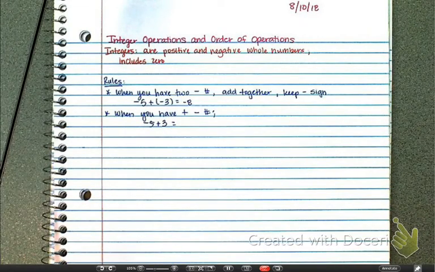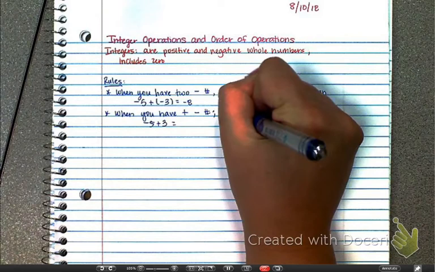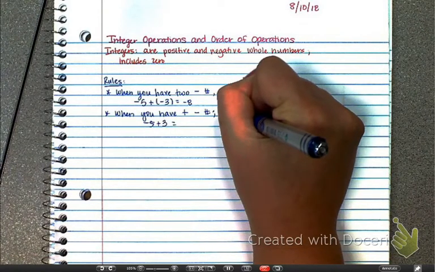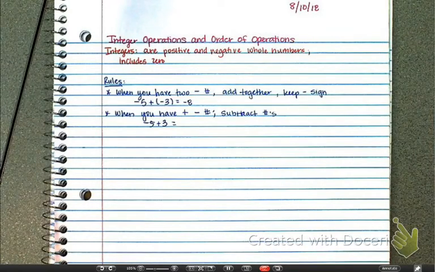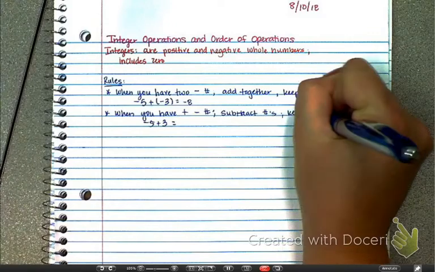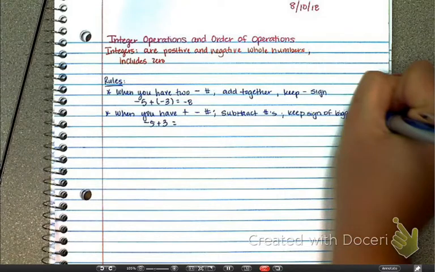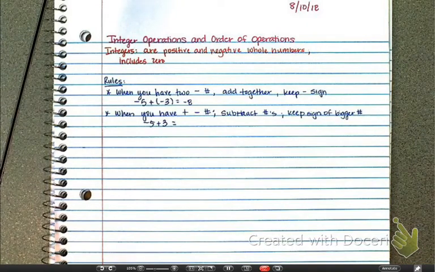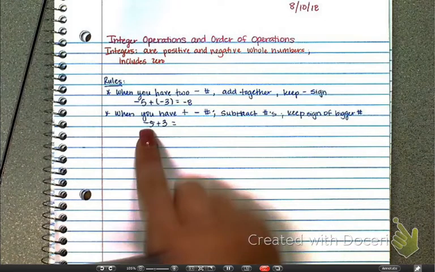-5 plus 3. You essentially subtract the numbers. So you subtract the numbers. And then what do you do with the signs? How do you decide which one you're going to use? It depends on which number is bigger. Awesome. So keep the sign of the bigger number. So if we're following that, if we subtract the two numbers, 5 minus 3 is 2. And we keep the sign of the bigger number, which happens to be 5, so we keep it negative.